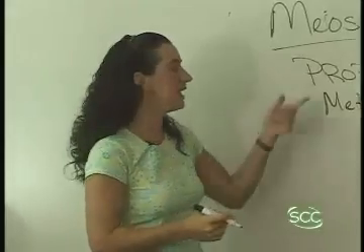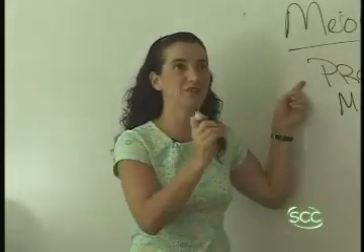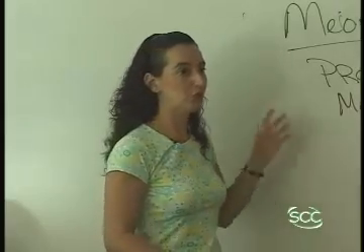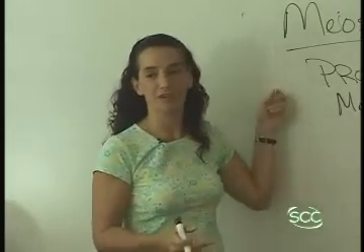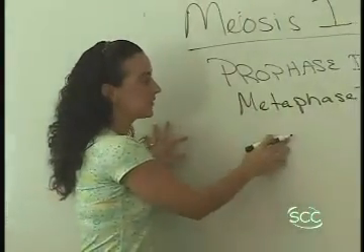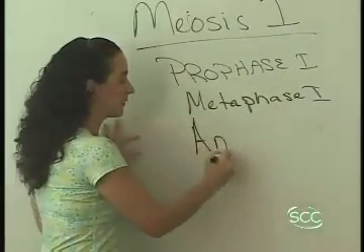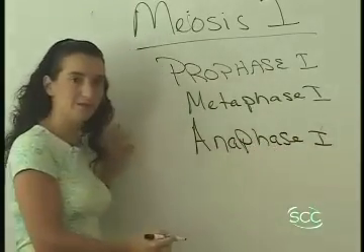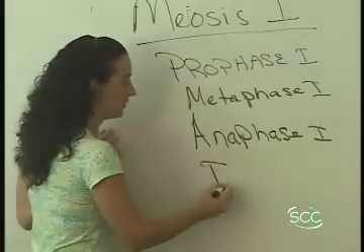There's no prometaphase in meiosis because, if you ever went into an embryology class down the road, prophase 1 is actually further subdivided into 5 steps. So there's no prometaphase in meiosis. So we have metaphase 1, anaphase 1, and telophase 1.